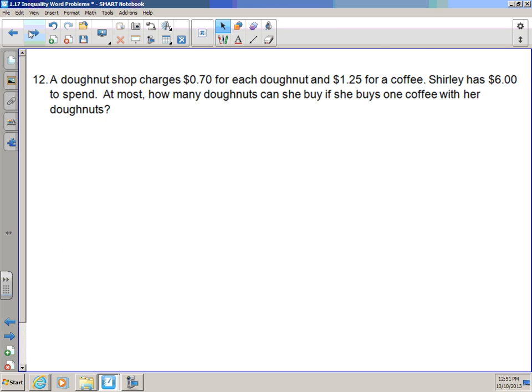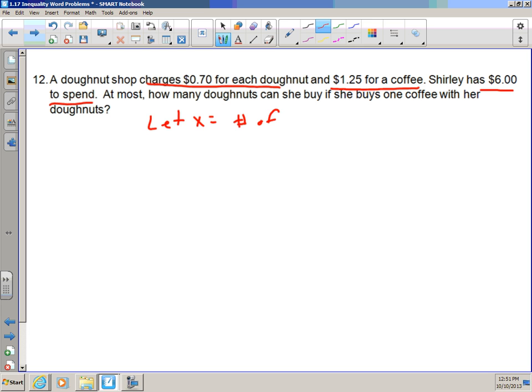Next example. A donut shop charges 70 cents for each donut, $1.25 for coffee. Shirley has $6 to spend. How many donuts if she buys one coffee? So let x equal number of donuts so that I know I attach the 70 cents to x. She's only buying one coffee, so nothing happens there. And I can't go over my $6. So I continue solving my inequality.